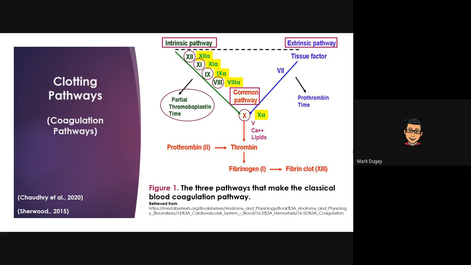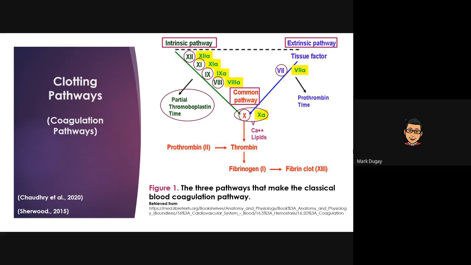The extrinsic pathway is the shorter pathway of secondary hemostasis compared to the intrinsic pathway. It consists of factor 7, or the stable factor, and factor 10. Once the damage is done, the endothelial cells release tissue factor, which activates factor 7 to factor 7A. Factor 7A activates factor 10 into factor 10A.